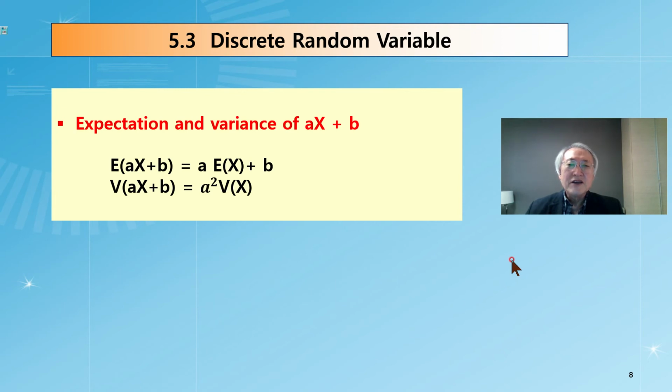Okay, here's some variation of expectation. Suppose you have a random variable and you multiply by a certain number a and add b. What would be their expectation? In the case of expectation, it looks like a simple formula. The expectation of this is a times the expectation of x plus b. What is the variance? Well, ignore this constant, and it becomes like this.